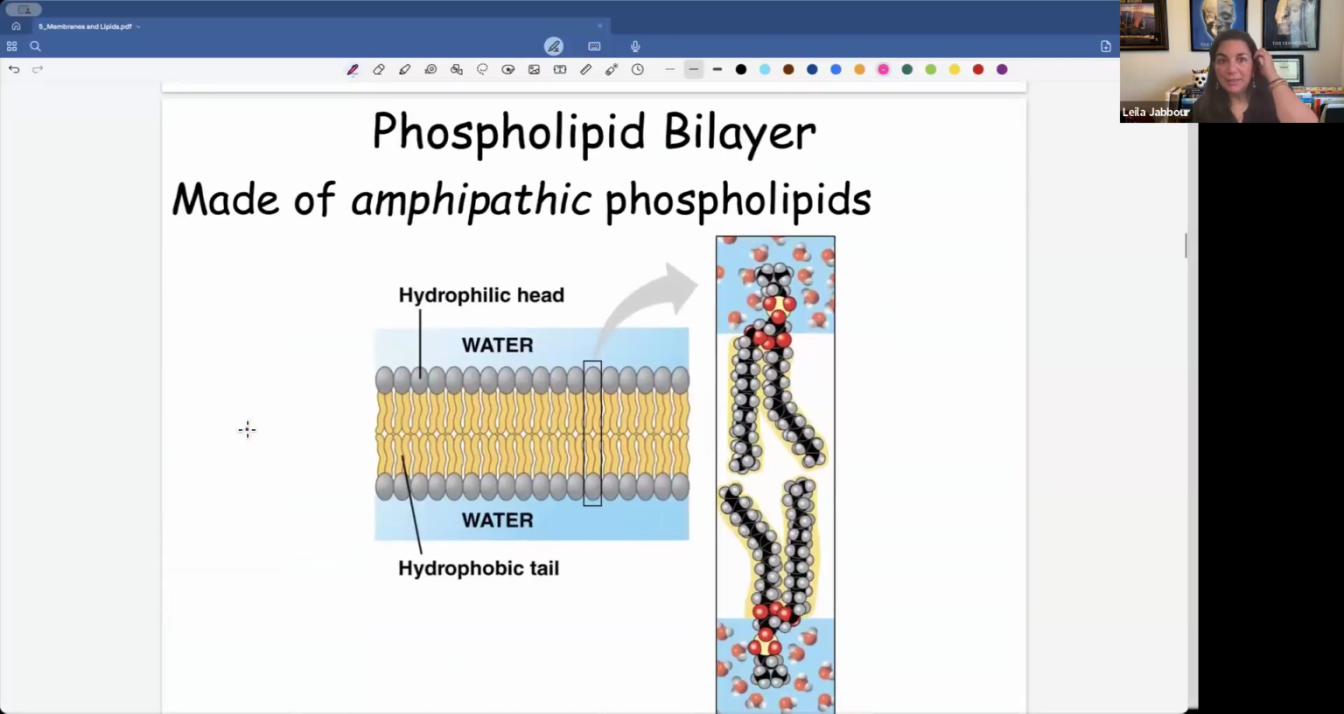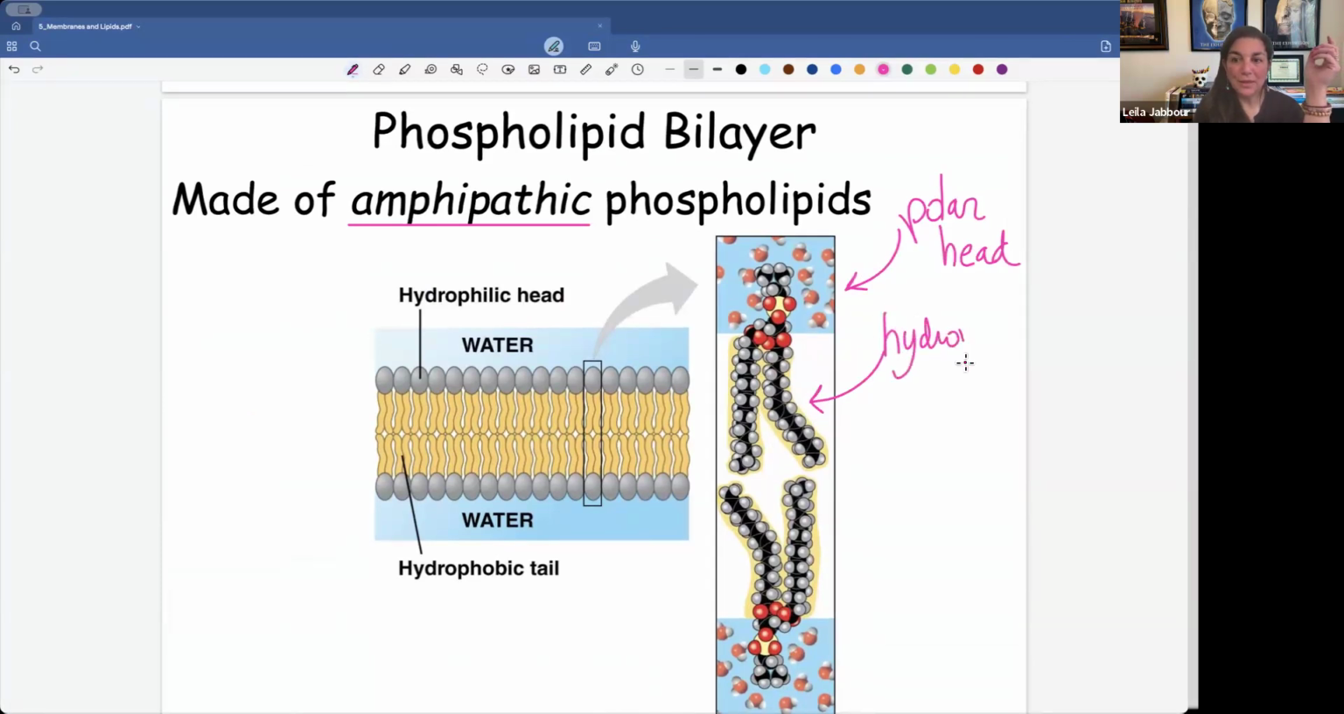The phospholipid bilayer is possible because phospholipids are amphipathic molecules. Amphipathic, what does that mean? It means they have two sides. They have a polar head and non-polar tails, or we also call them hydrophobic tails. These are hydrophilic heads.